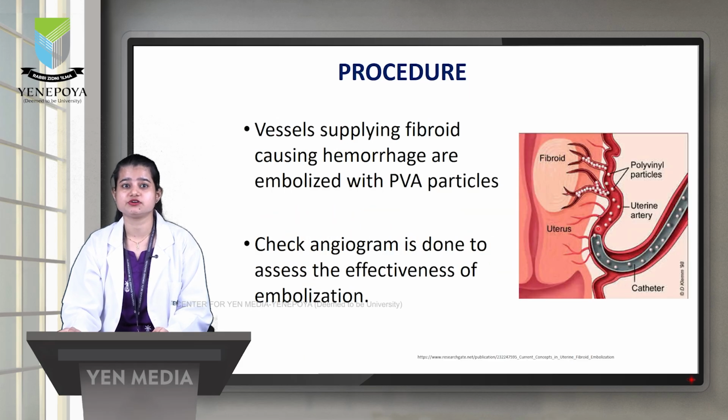Once we introduce the contrast and confirm the catheter position, the next step is introduction of the embolic agent. Here in the image you can see the uterus and the fibroids. This is the catheter, and the small particles you can see are polyvinyl alcohol particles, which are the embolizing agent. This is done to block the blood flow supplying the fibroids, and in the end the fibroids will shrink and permanently there will be occlusion of the blood supply present in the fibroids. Then a final angiogram is done to check the effectiveness of the embolizing procedure.